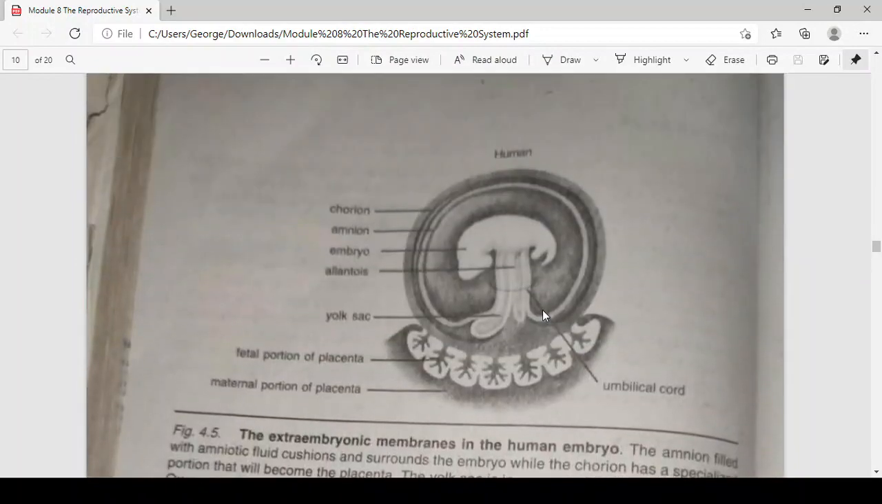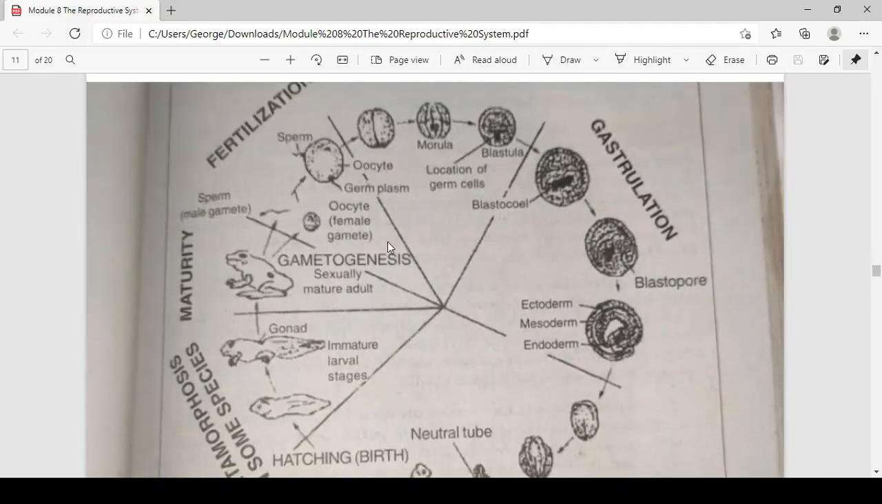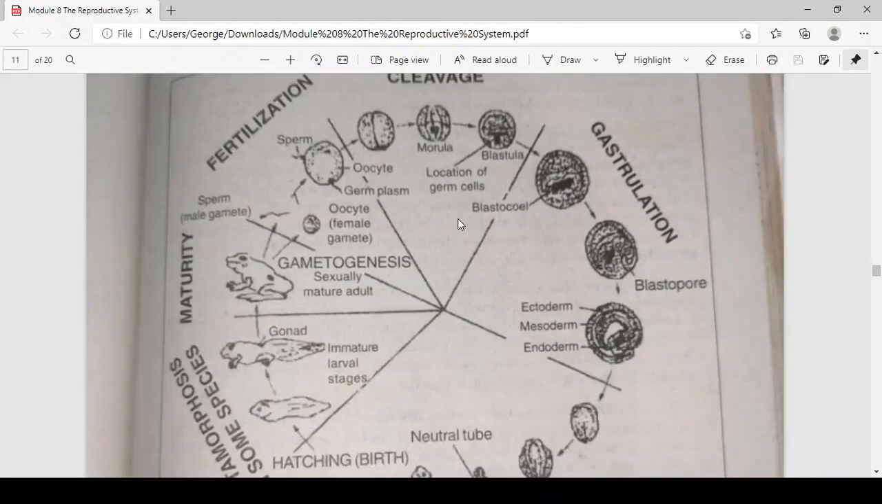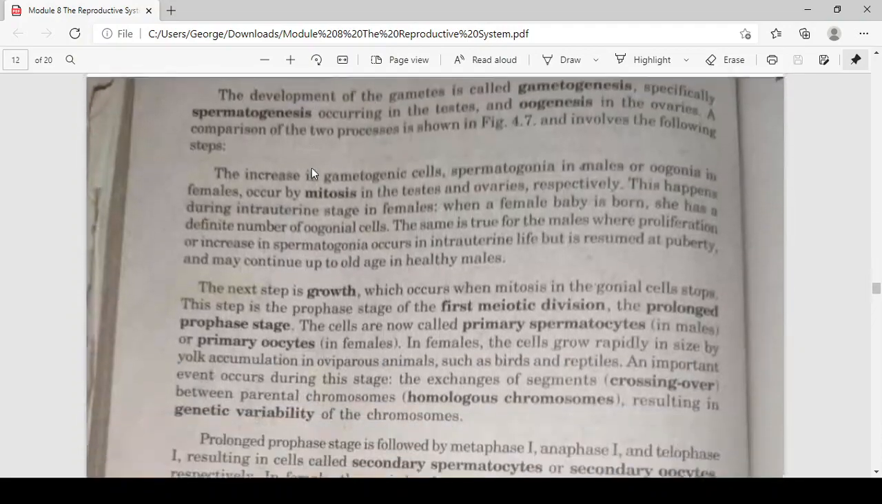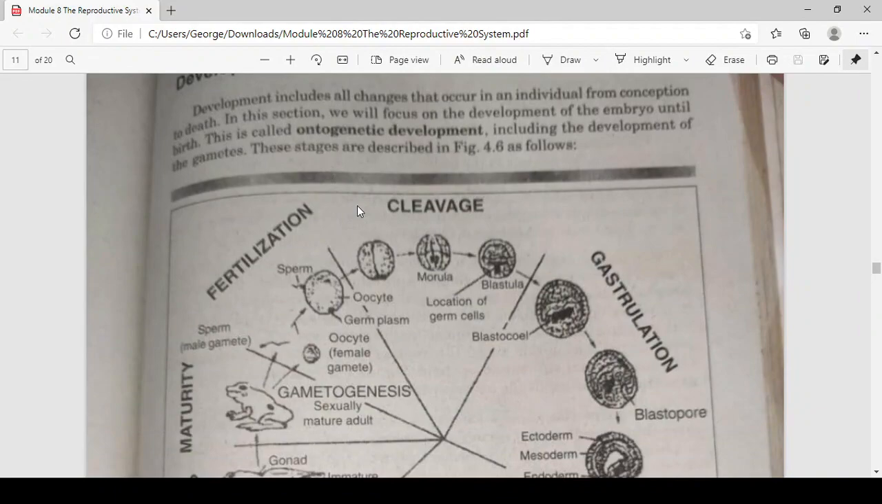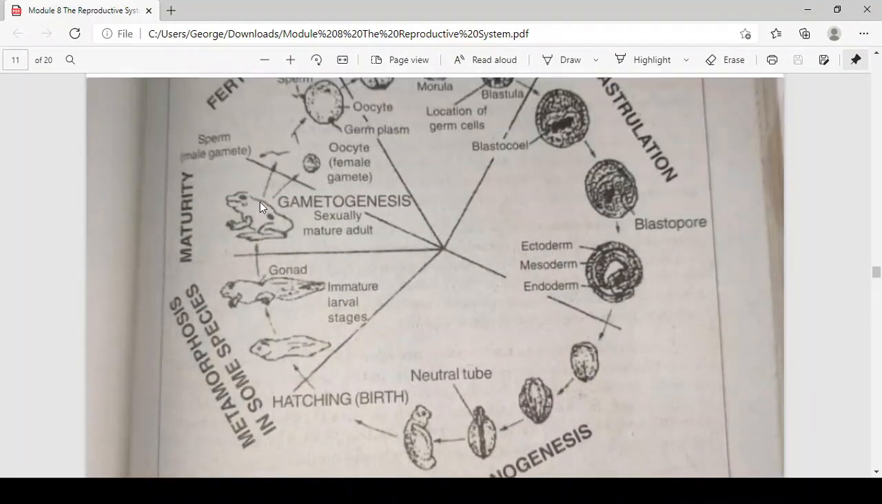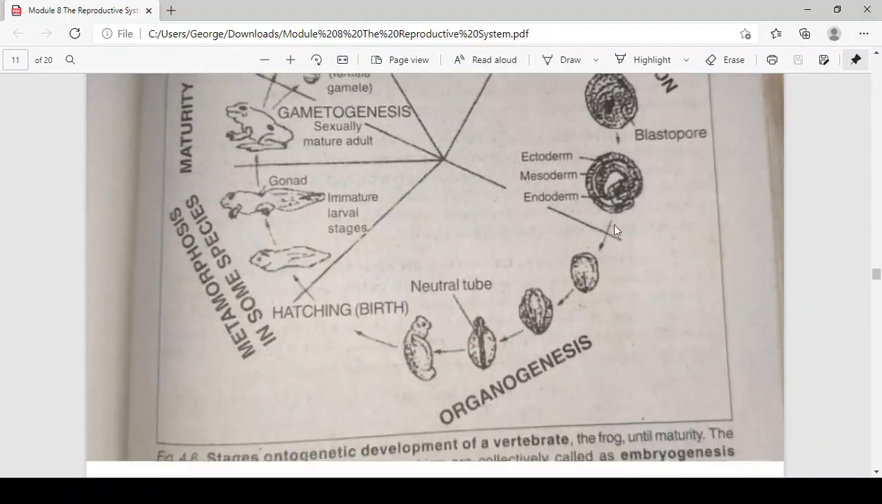So this is a picture of your extra embryonic membrane in the human embryo. Next, kids, your development, self-explanatory na lang. You should read it as it is good to know, but don't worry, kids, hindi kami mag-memorize. Again, kids, self-explanatory, good to know.